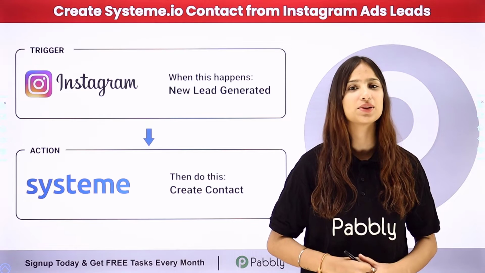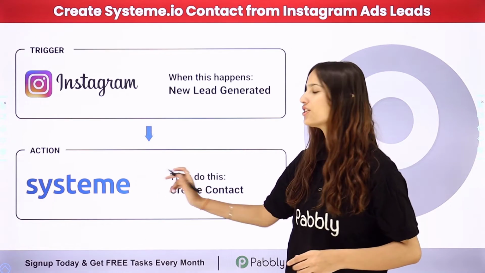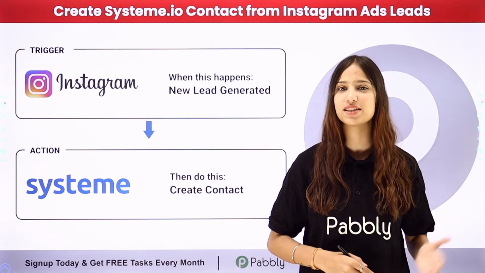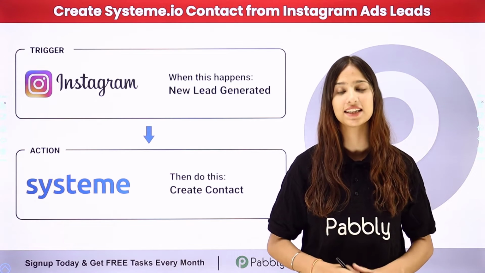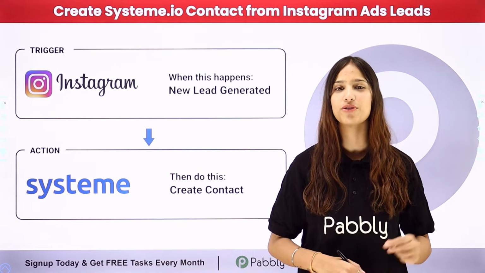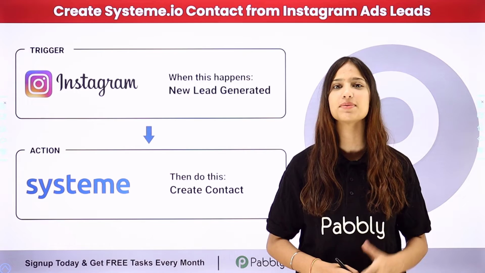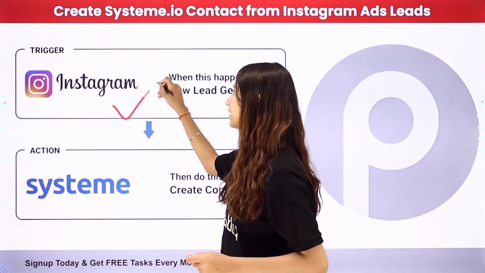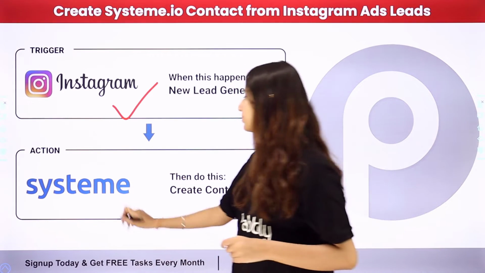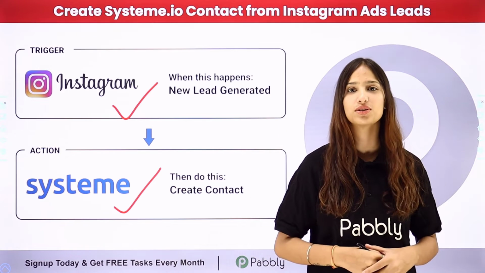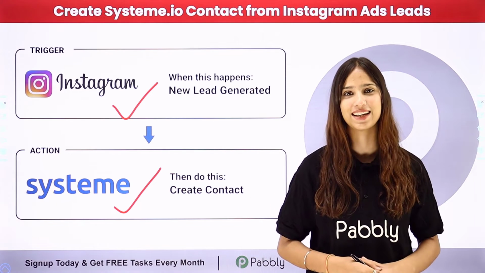Now to do this, I need to set up a connection between these two applications, for which I'm going to use this amazing automation software, that is Pabbly Connect. Pabbly Connect follows the concept of trigger and action. So my trigger application will be Instagram lead ads and my action application will be system.io. If you want to learn more about this, follow me through the screen.